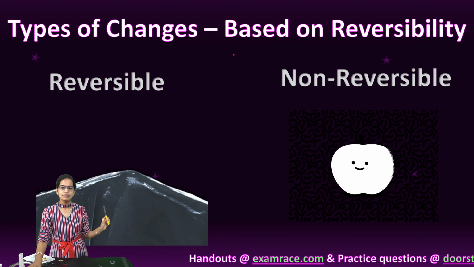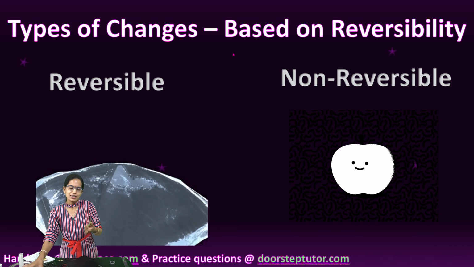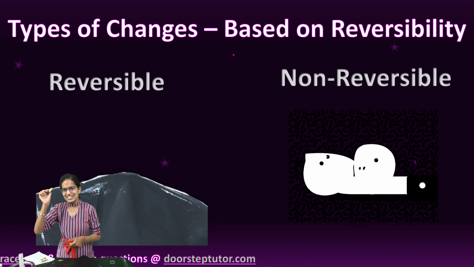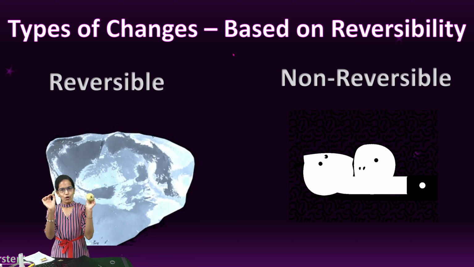A knife here, a pear here. I just have a slice and probably I am hungry, so I would like to eat it. So this is a non-reversible change. I cannot join this piece back onto the pear.